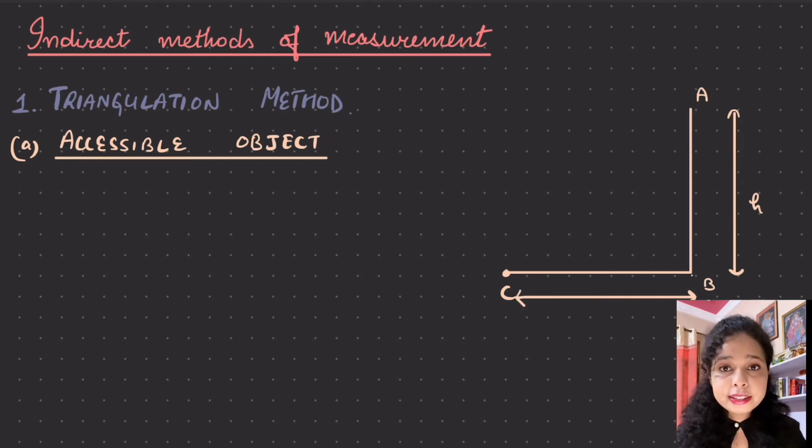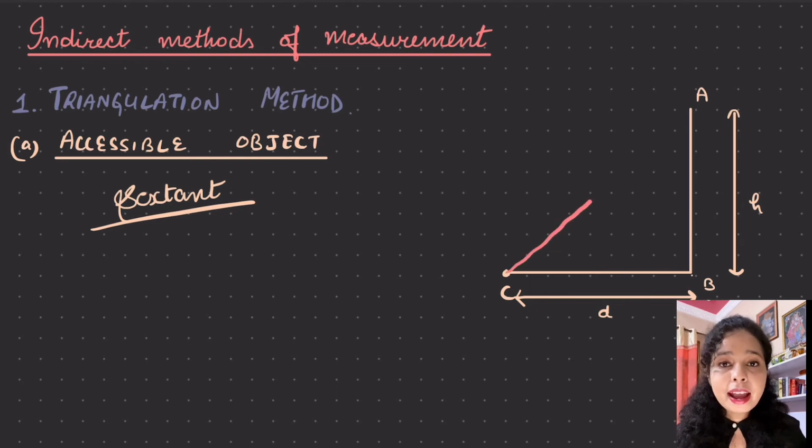So at point C, we have fixed an apparatus, and we call this apparatus as sextant. So sextant is a device with the help of which we can measure the height of the building. So with this device, we can make the angle of elevation on the top of the building. So with the help of this sextant, we are focusing on the top of the building, and we will record the angle theta, that is angle of elevation.